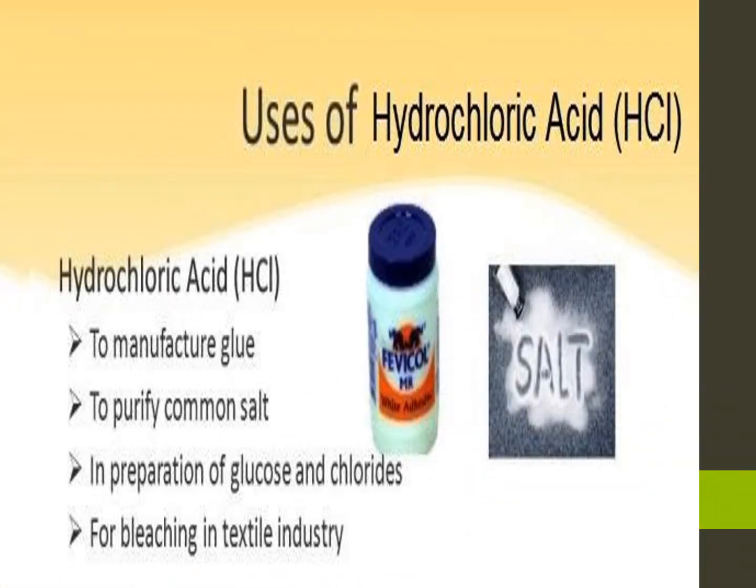Uses of hydrochloric acid. This hydrochloric acid is used for the manufacture of chlorine, ammonium chloride, and glucose from cornstarch. It is used in the extraction of glue from bone, the purification of bone black, and to manufacture glue and gum. For purifying common salt, this HCl is used. In the preparation of glucose and chlorides it is used. For bleaching in the textile industry, this hydrochloric acid is used. Okay children, have you understood?